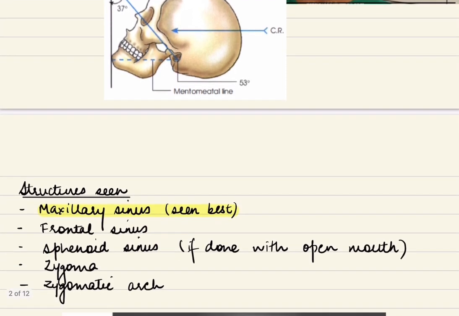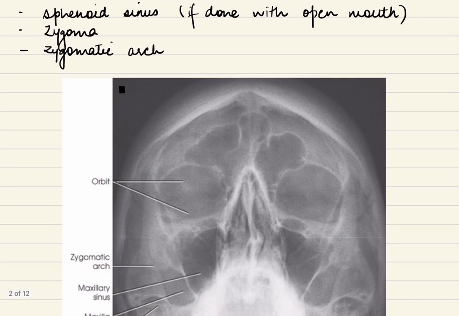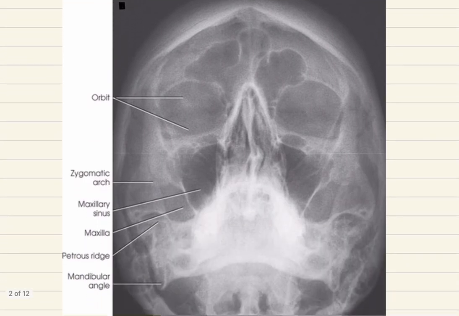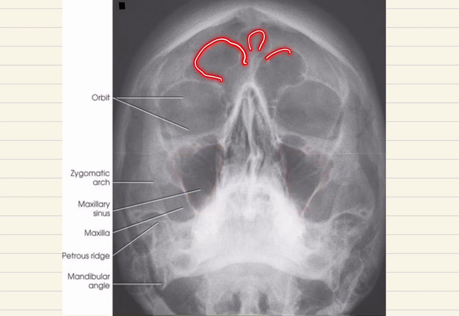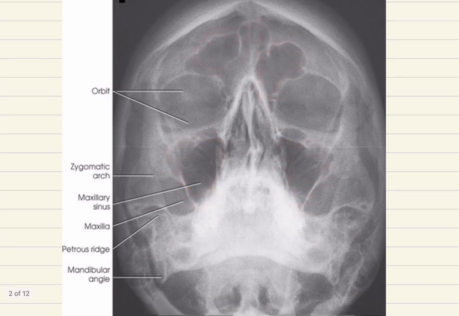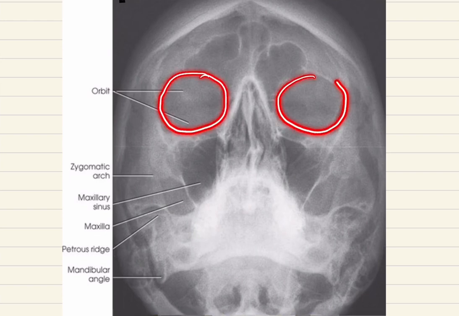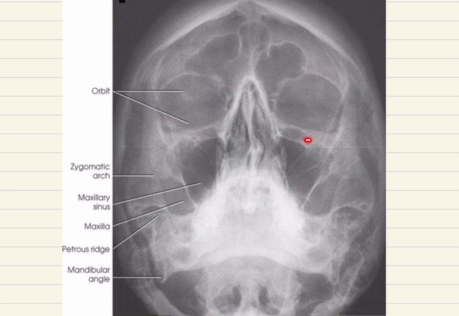Now, what structures are seen in the Waters view? So it is the best view for looking at the maxillary sinuses. As you can see, this is the right maxillary sinus, left maxillary sinus, the frontal sinuses, and you can also have a glimpse of ethmoids, although they are not well seen on this view. And the other structures are, this being the orbit, this being the infraorbital foramen, and the bony nasal septum.